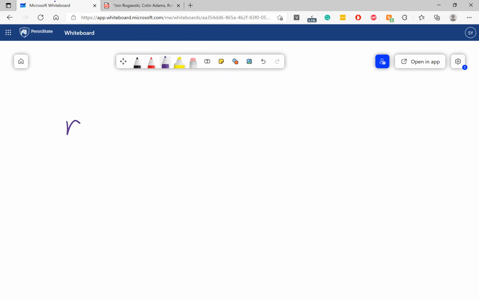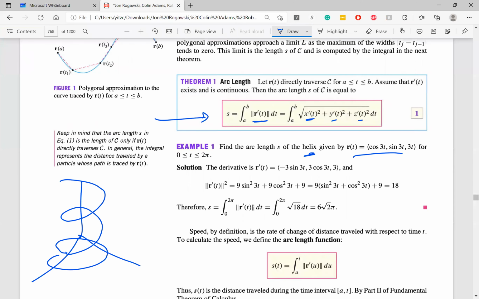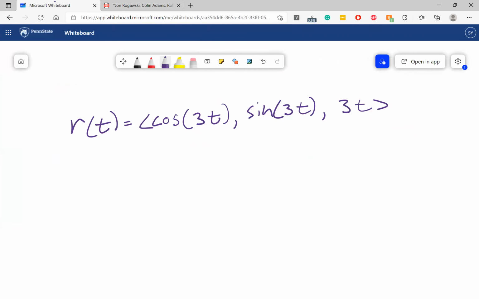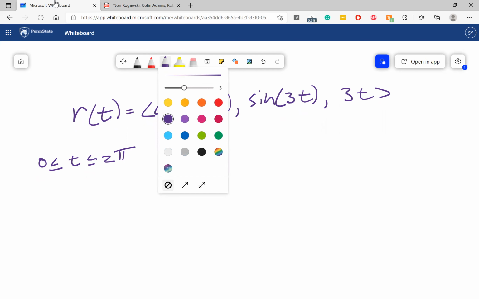So our helix is given by r of t is equal to cosine 3t, sine 3t, and 3t. Okay, and then 0 to 2 pi. So first we need to find the derivative of r with respect to t.